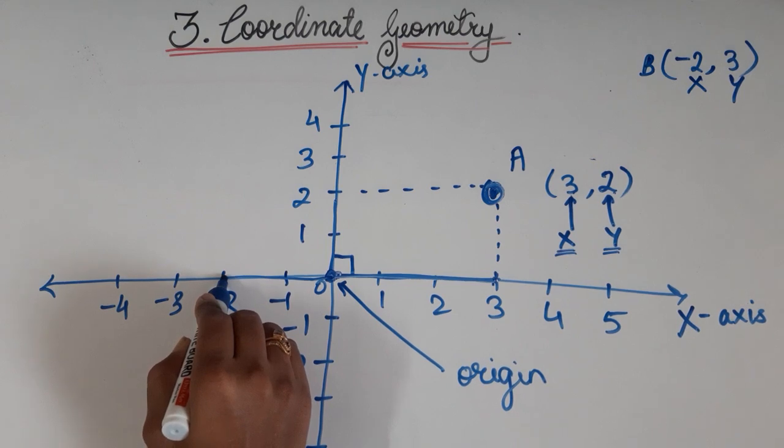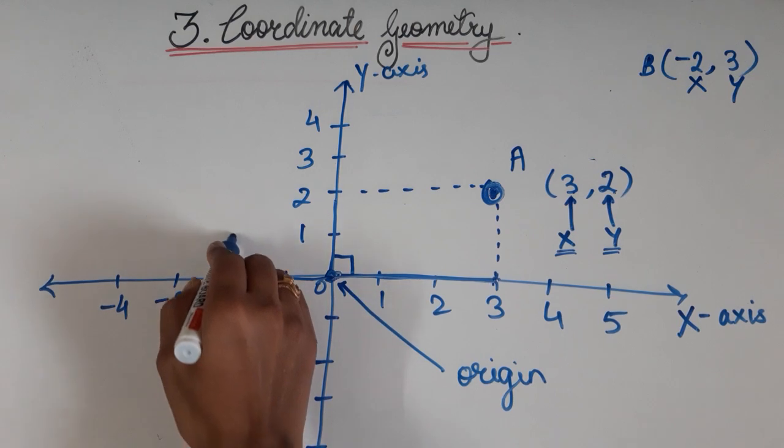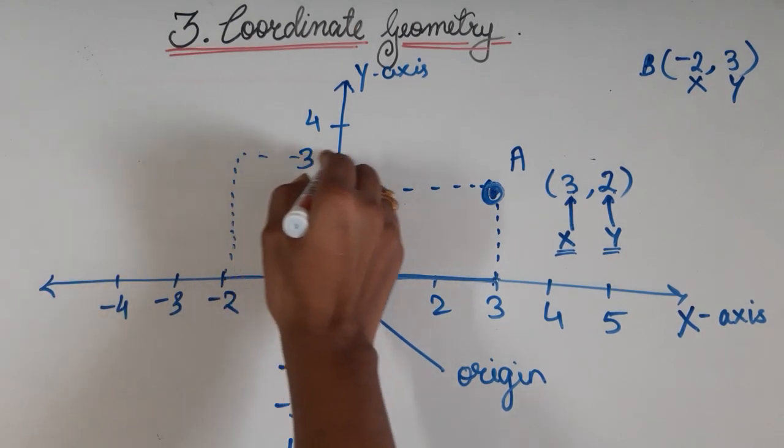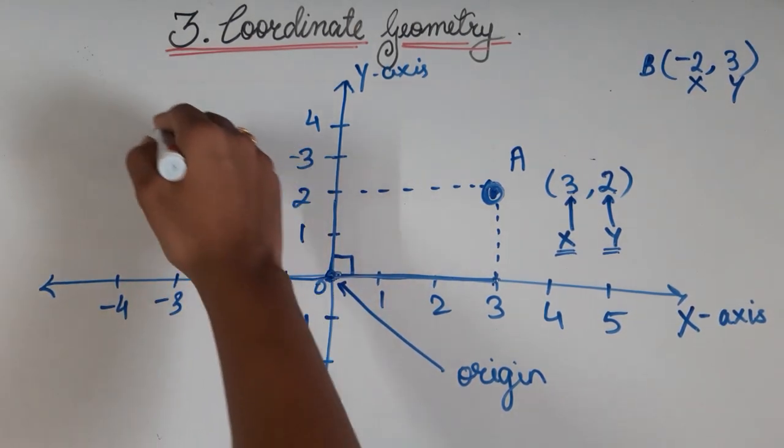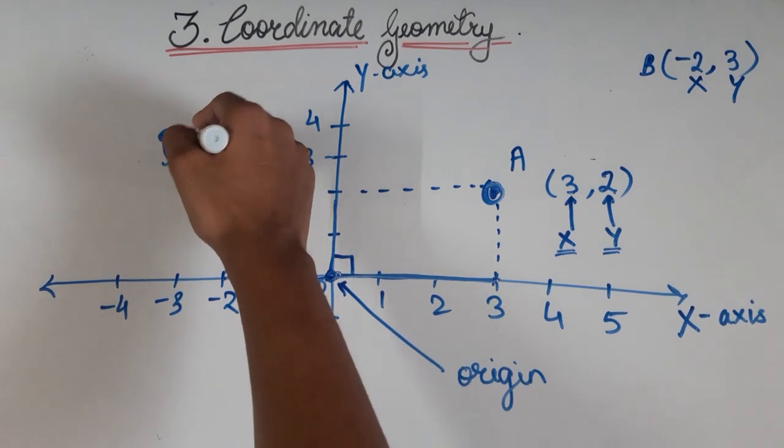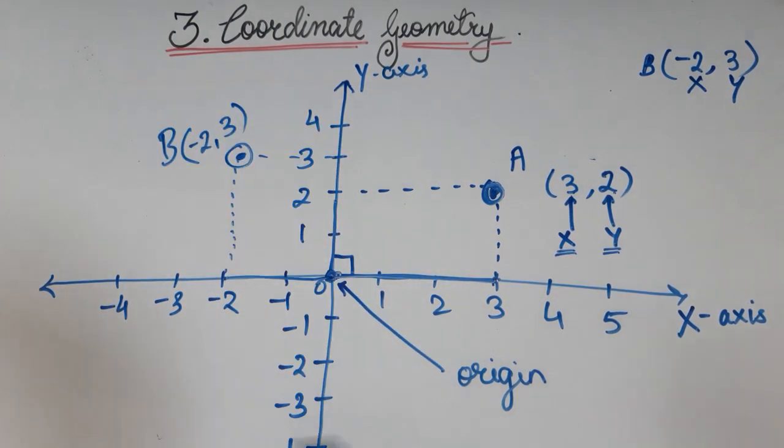Then the y coordinate is +3, so on the y axis you will go above. Since plus is there, you will go above the origin by 3 units. So 1, 2 and 3, you will reach here, and this will be your point B, its coordinates being (-2, 3). Like this you will locate the point.